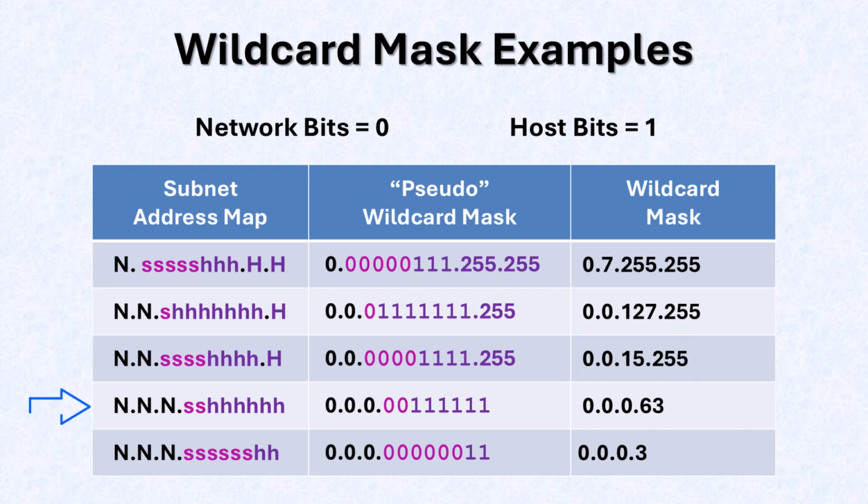In the fourth entry, set the 26 network bits to 0 and set all 6 host bits to 1. This provides a wildcard mask of 0.0.0.63. Analyze the other examples before proceeding.